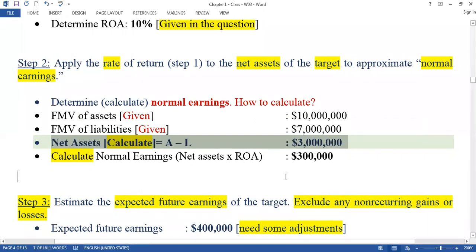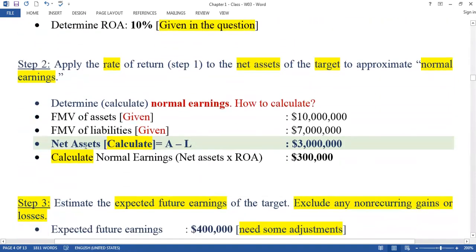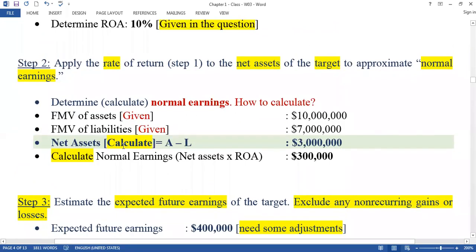Why the net asset is important? Because look at the formula. When we determine the price of the asset, in the last step, we should have net asset plus we should have the goodwill. So we already know how to calculate the net asset. It is fair market value of asset minus fair value of liability. So here, $3 million is the net asset.